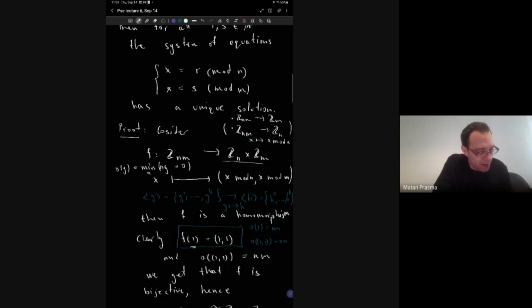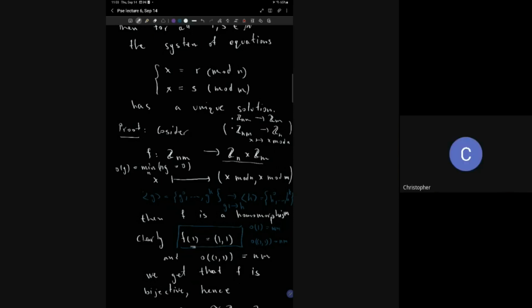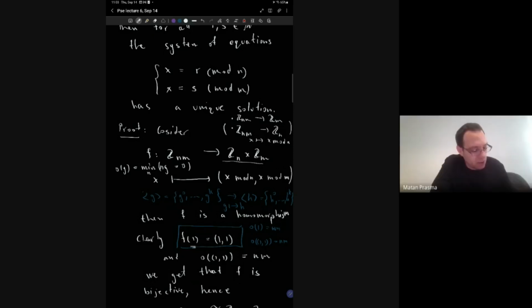Okay, and so I claim the previous claim we had tells you that the order of (1, 1) in Zn times Zm is n times m in case n and m are coprime. Thanks. So now we have a map that maps an element of order n times m into another one of order n times m. It must be an isomorphism.